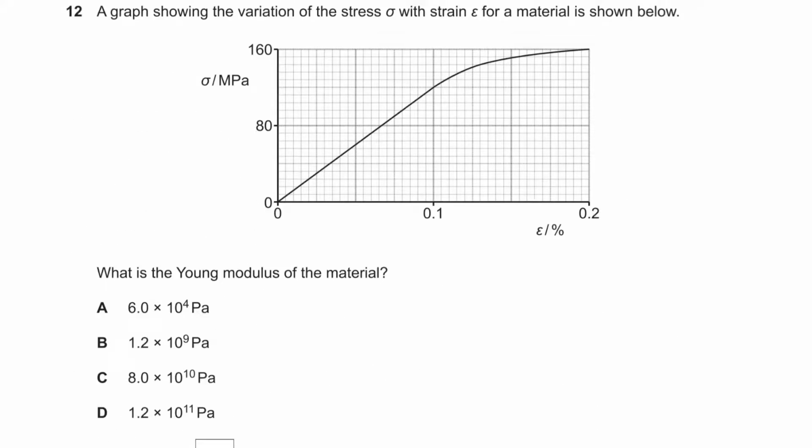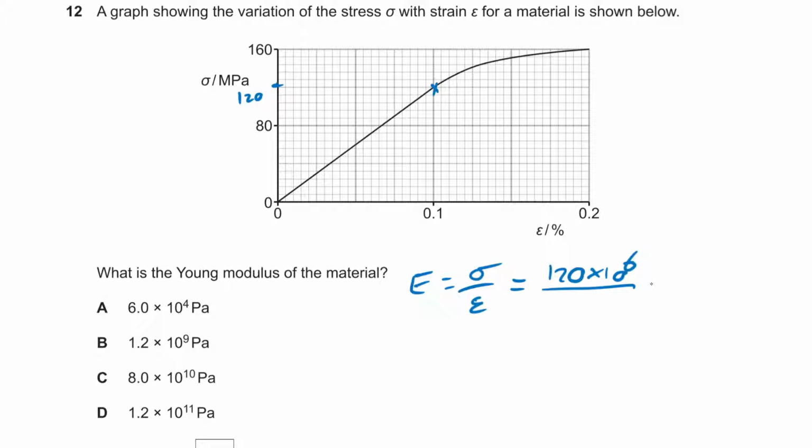12, graph showing the variation of stress with strain. What is the Young modulus of the steel? Well, it's only the linear portion of the graph that we're concerned with, so that is 80, 160, so that's 120. This is 0.1. So we know E is equal to stress over strain. So that's 120, but that's megapascals, times 10 to the 6, divided by 0.1%.